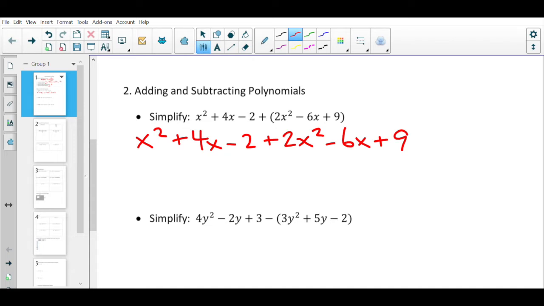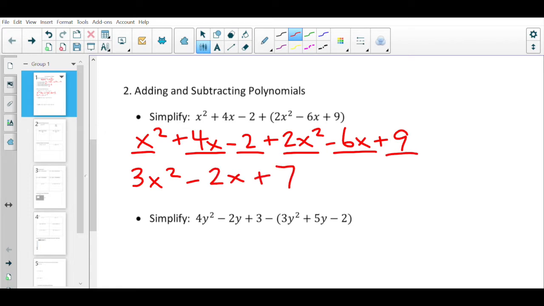Now we have to look for like terms. This x squared and the 2x squared are like terms, so that's 3x squared. 4x and minus 6x, that's minus 2x, and minus 2 and plus 9, that's plus 7. So we have 3x squared minus 2x plus 7.